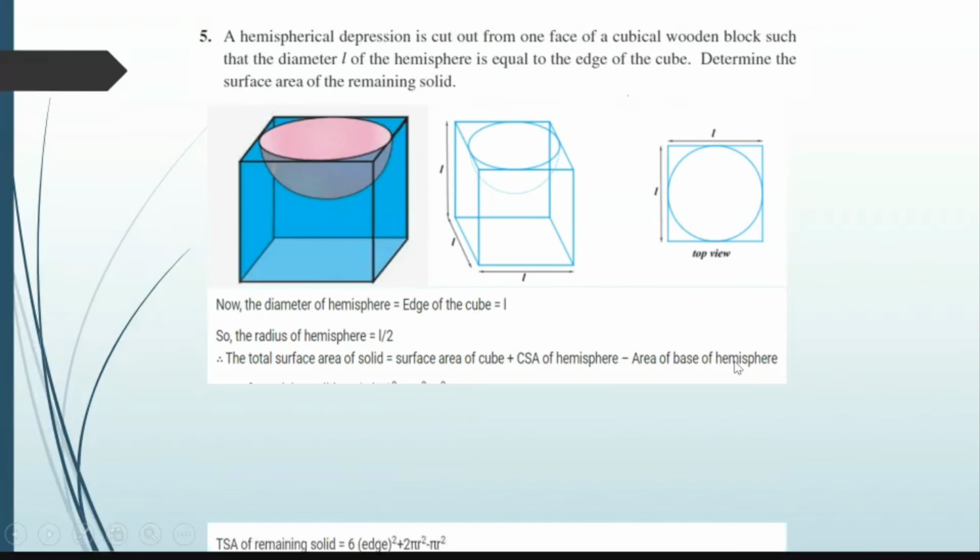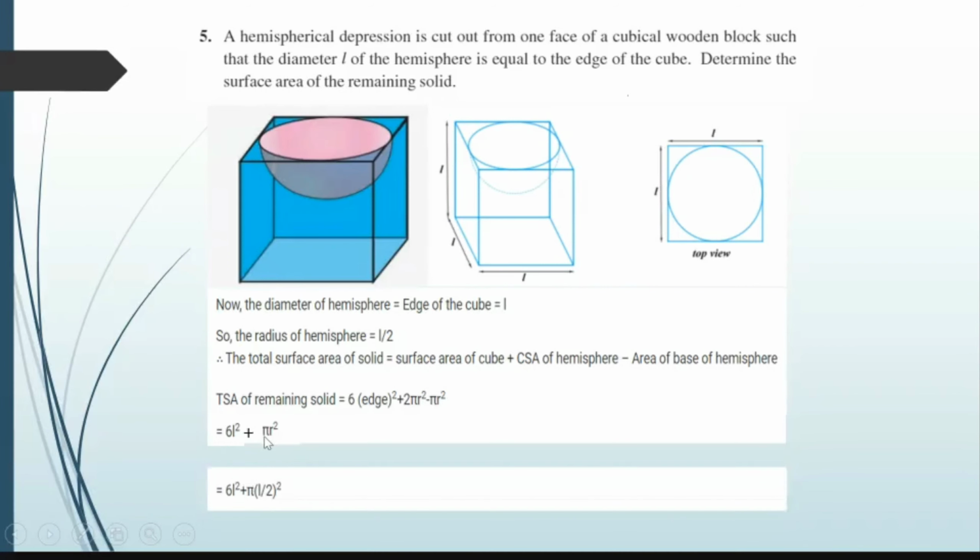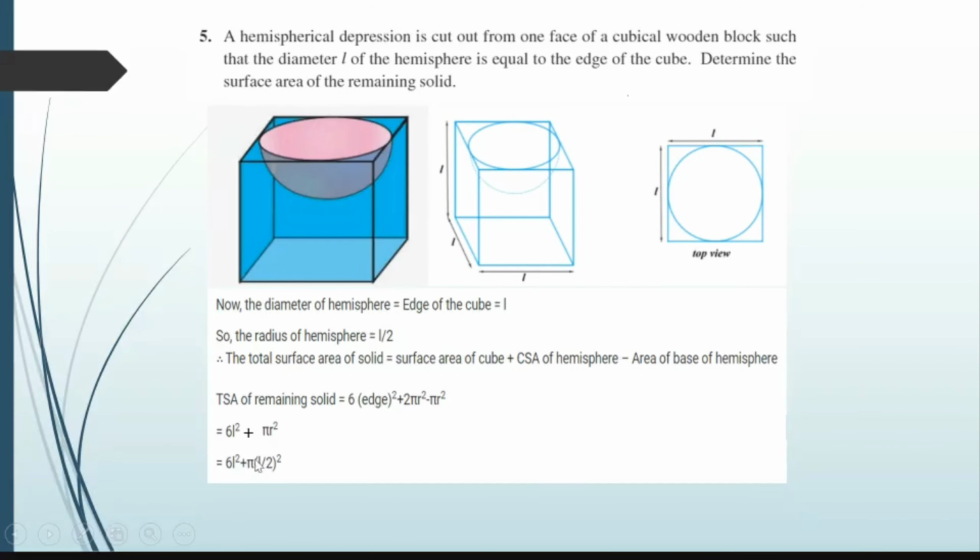It is going to be equal to 6L square plus 2 pi r square minus pi r square. This is equal to how much? That is equal to 6L square plus pi r square. I'll just put the value of r. r is how much? L upon 2. So it's 6L square plus pi into (L by 2) whole square. That is 6L square plus pi L square by 4 centimeter square.